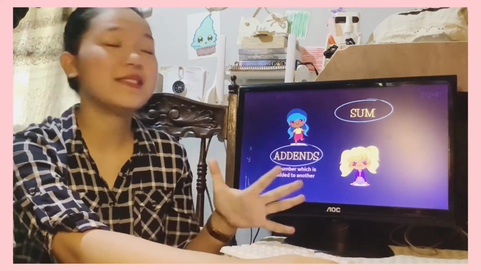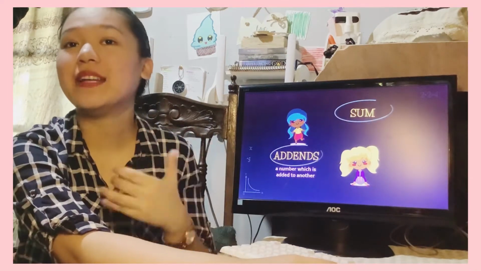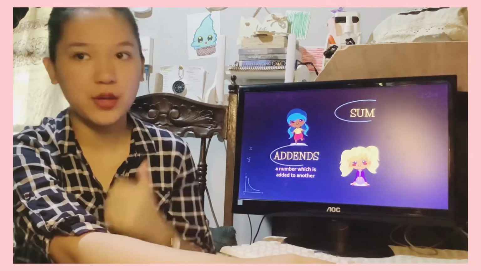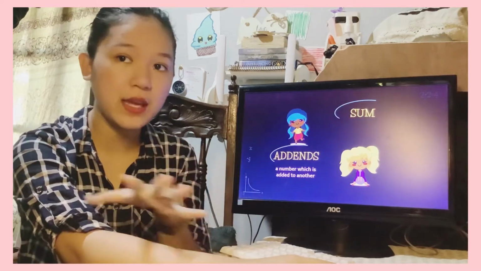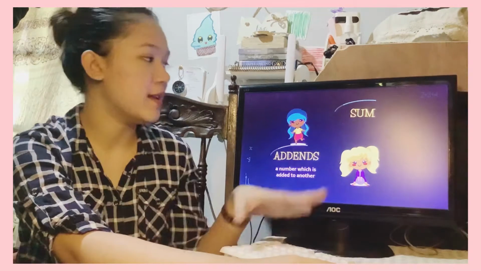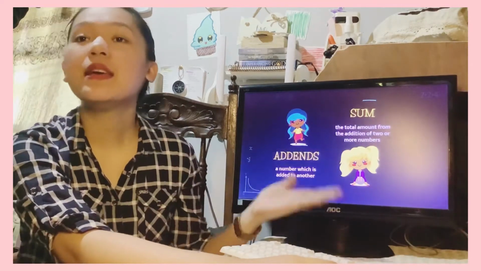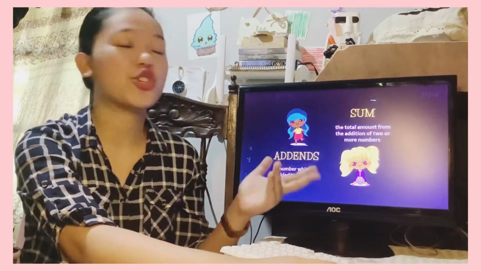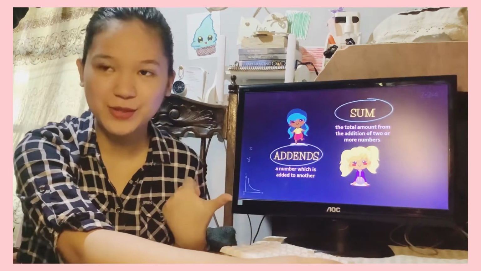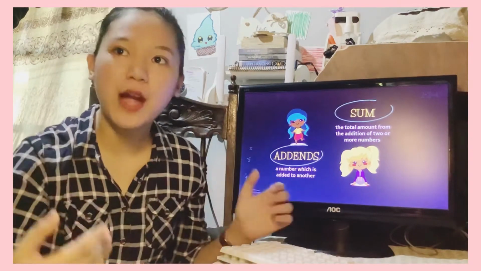Now let's talk again, what are addends? Addends are numbers which are added to one another. Whatever their placement, they will always be addends. And the sum is the total amount from the addition of two or more numbers. Very good.